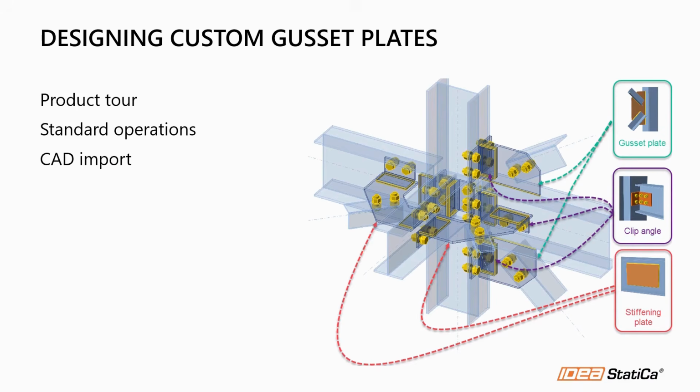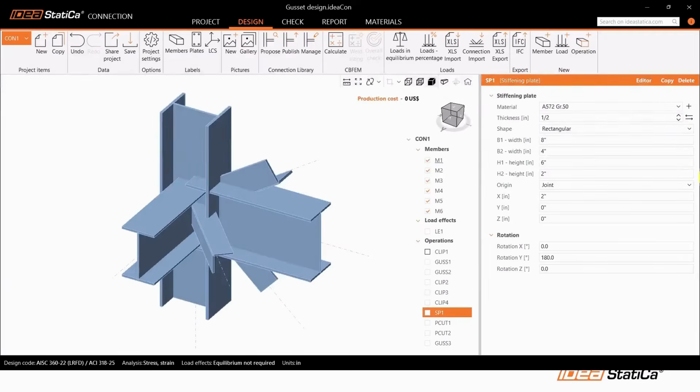This joint seems to be complicated, but at the end of the day, it is just a combination of simple connections. And those can be modeled with the standard operations available in IDEA StatiCa. Here I have a summary of the 3 main operations that were used in this connection: gusset plate, clip angles, and stiffening plate. For those of you that haven't seen IDEA, let's go through the modeling and analysis process through the application. All right? So let's jump into the application now.